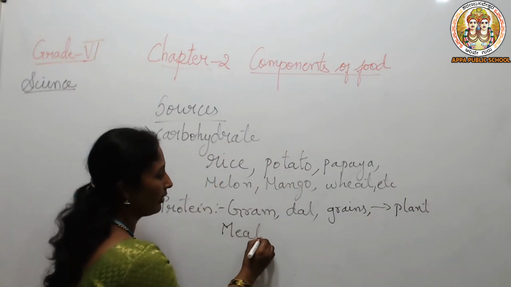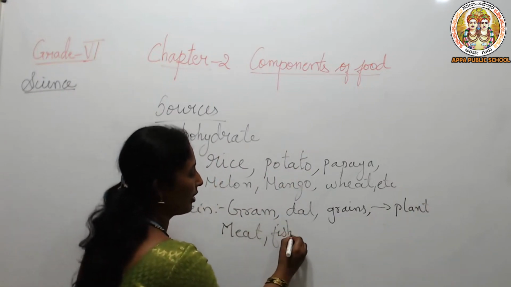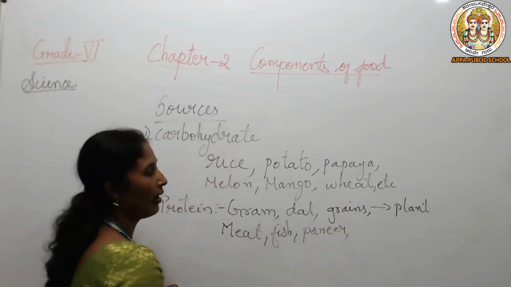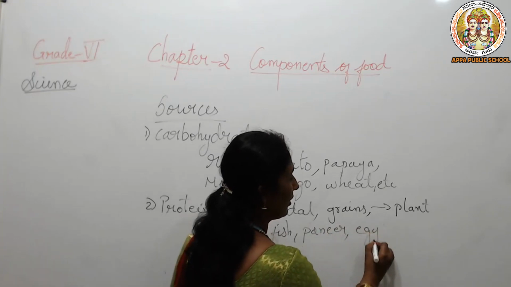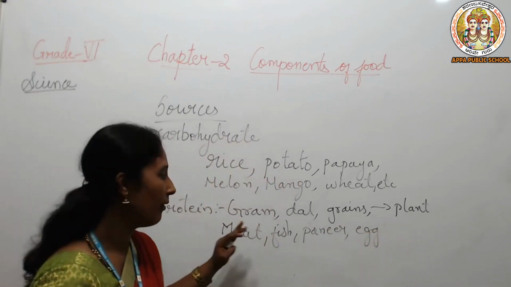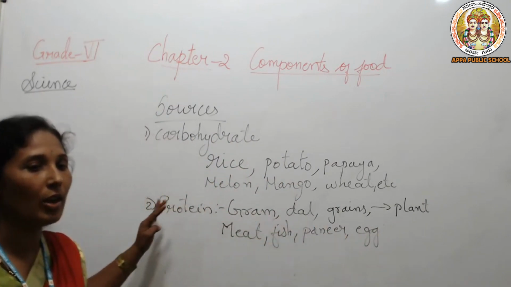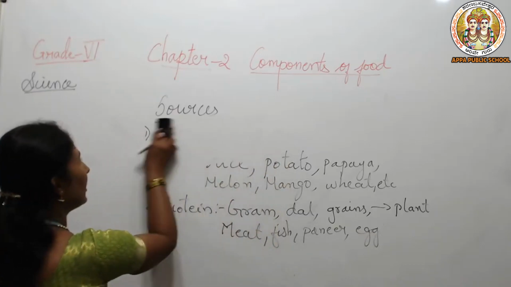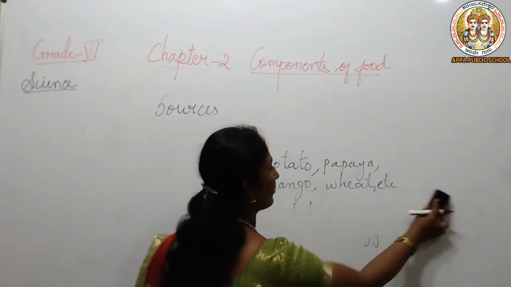from meat, fish, paneer, yes, like egg. So from plants also we get protein. From animal products also we'll get protein. So move to the next nutrient.